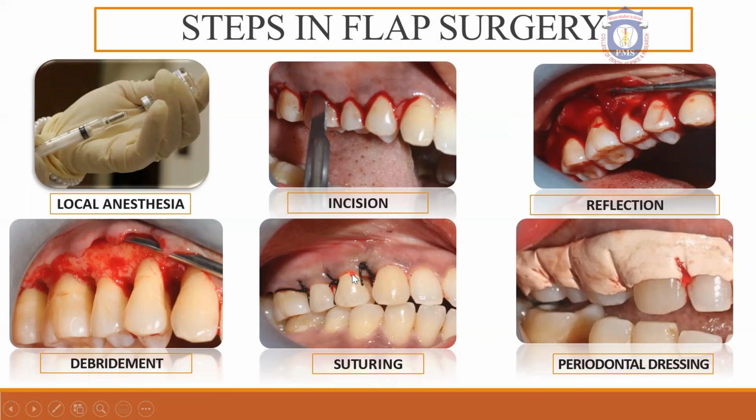And after suturing, you can give a periodontal pack, but the pack is optional. If you want, you can give a periodontal pack. No pack also is acceptable. Usually the pack is given to improve the comfort of the patient. So these are the steps in flap surgery: local anesthesia, incision, reflection, debridement, suturing, and periodontal pack.